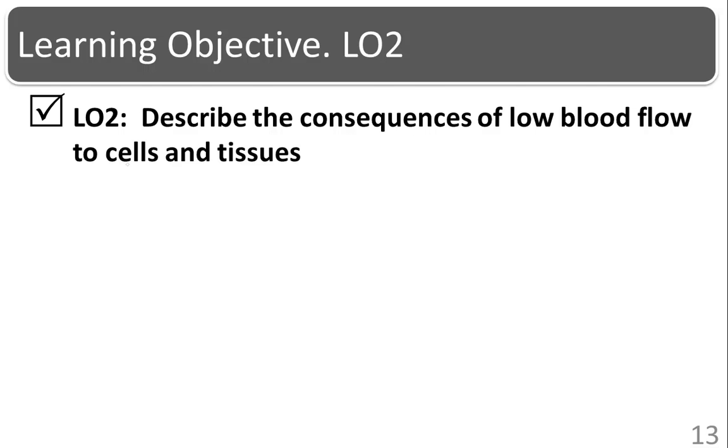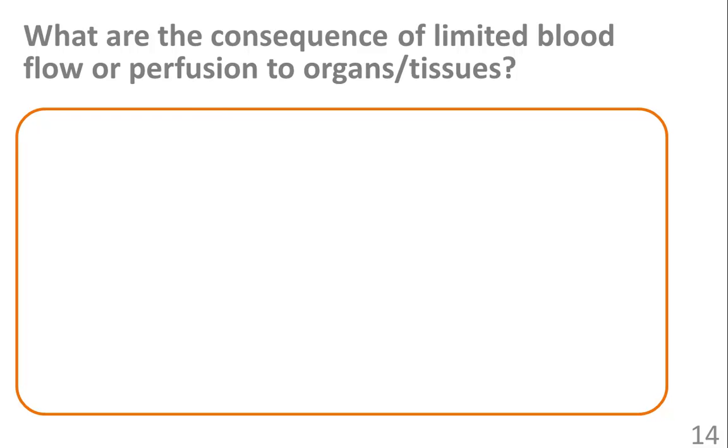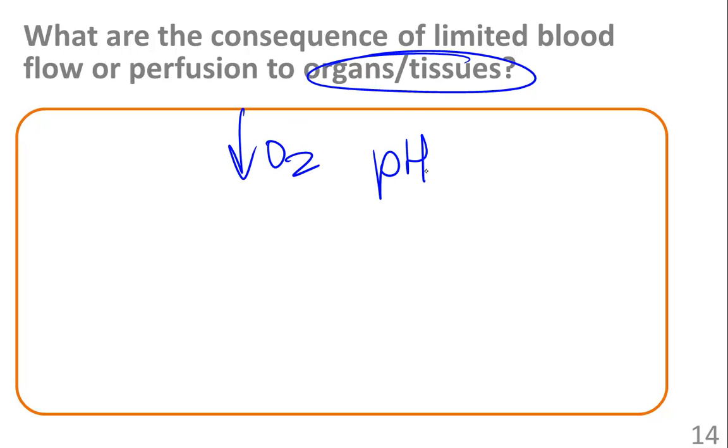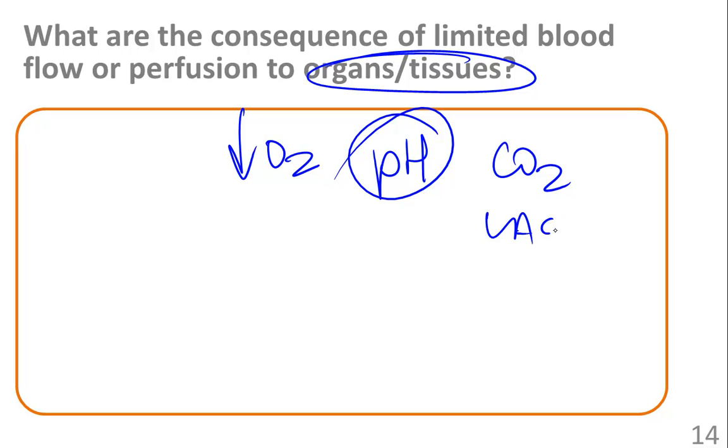Describe the consequences of low blood flow to cells and tissues. Hopefully it's kind of obvious that if you have limited blood flow to your organs or tissues, you're going to decrease the oxygen supply. You're going to throw the tissue into pH imbalance, maybe CO2 retention and lactic acid, that sort of stuff will affect the pH.